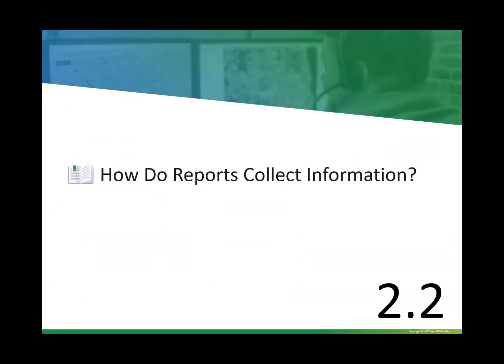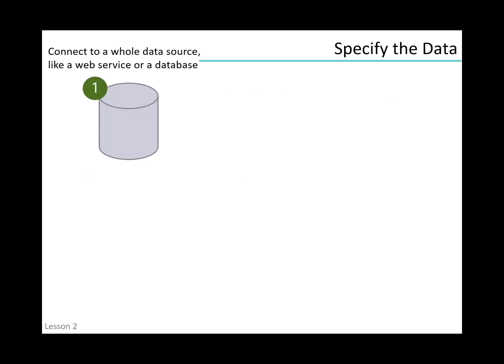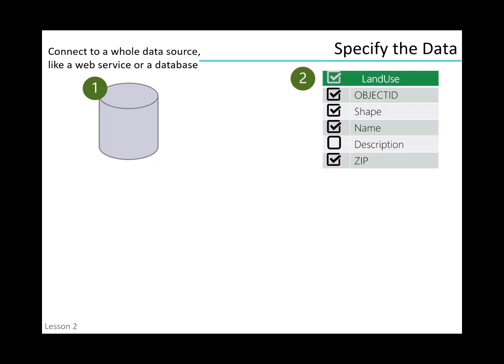But how does the report talk to the data? Well, first, the report needs to know what data to talk to. It can be a web service or a database, but that data source needs to be established beforehand. As part of that, the report also needs to know what table it needs to talk to in that data source and what fields it needs in that table.